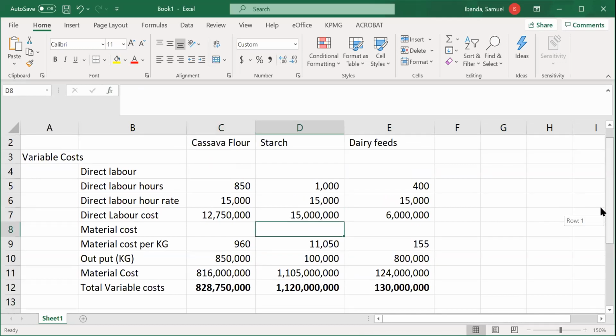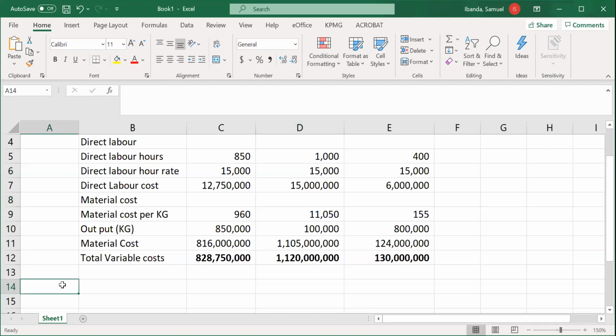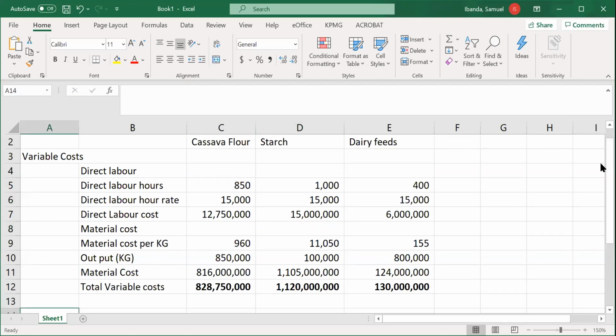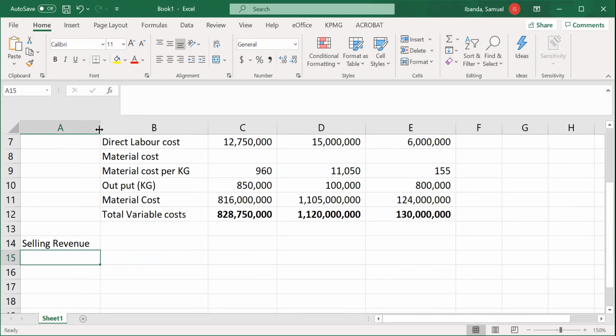Usually when we are doing our profit statement, remember we also have to consider the prices at which we sold these products. So you can choose to include the selling prices here, or you could have started with them as well. That is also fine. I'll include them here, so I'm going to look at the selling revenue. The reason I'm doing this is because I want to first get my so-called contribution, because contribution is selling revenue minus the variable cost. Then from the contribution, you less the fixed costs, which are your overheads, to determine your so-called net profit.